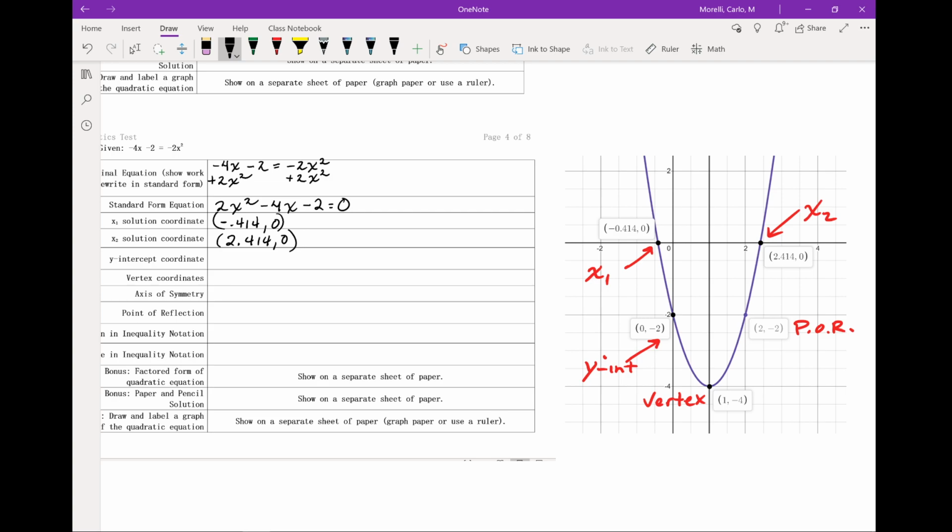Okay, we'll look at this later. So the y-intercept is at 0, comma, negative 2. The vertex is at 1, comma, negative 4. The axis of symmetry is at x equals the x value of the vertex, which would just be 1. The point of reflection is 2, comma, negative 2. The domain is negative infinity less than or equal to x less than or equal to positive infinity. This is a minimum, so for the range we're going to start with the y value of the vertex at negative 4 and say that's less than or equal to y less than or equal to infinity. And we're done. Let's go hit that timer.